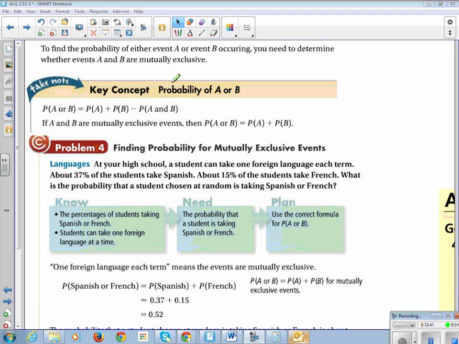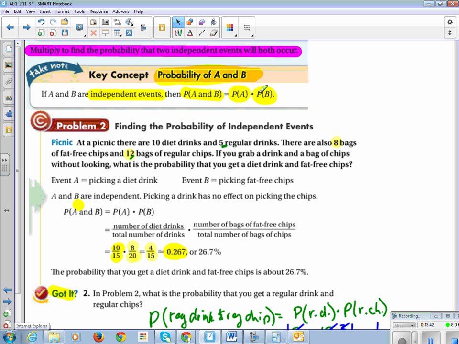Okay, so to find the probability of either event A or event B occurring, you need to determine whether the events are mutually exclusive. So you can only use this probability if they're mutually exclusive. The formula says the probability of A or B is equal to the two probabilities added minus the probability of them happening together. If they're mutually exclusive, then it's just the two probabilities added together, because in order to be mutually exclusive, the probability of A and B is 0. It's in the definition. So this is a big, important concept. And just to remind you, we wrote how to find the probability of A and B down. It's right here: the two probabilities multiplied together.